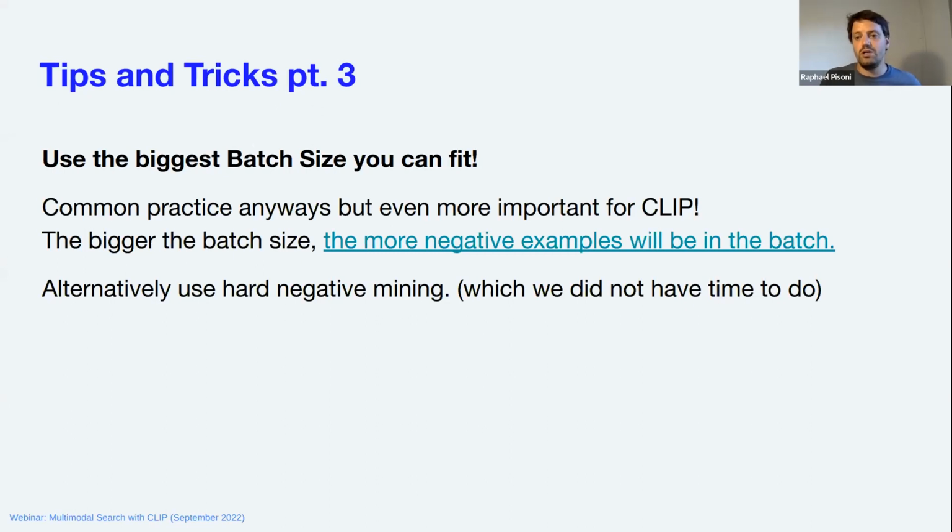Instead, from a small batch, it just can't learn this much because the probability of hard negative examples will be much smaller. Alternatively, you can use hard negative mining, which also should work really well. But again, we didn't have time to do that. So yeah, would have been really cool.